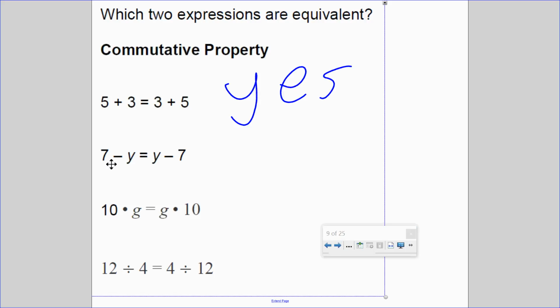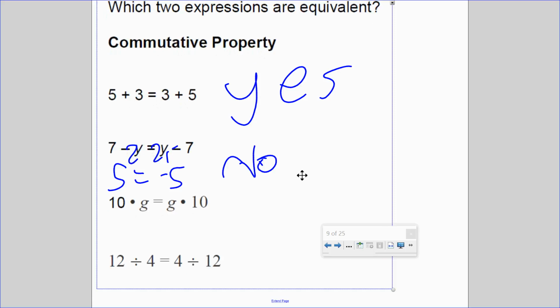What about 7 minus y? Is that equivalent to y minus 7? I'm going to have to substitute the y with a number. Let's substitute y with 2. 7 minus 2 is 5. Is that equivalent to 2 minus 7? Would that be a positive or negative? Using add the opposite, that would be negative 5. So no.